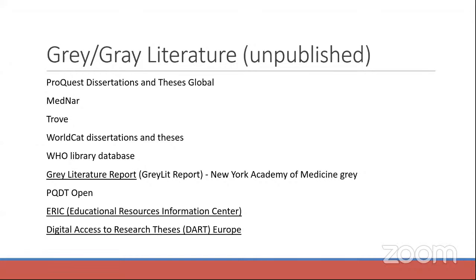Recent recommendations, especially those from the JBI, recommend us to include gray literature that includes unpublished evidence. Okay? Some of the databases include ProQuest Dissertations and Theses Global, MedNar, Trove, WorldCat, and there's some more. So these are some of the examples where you can try to retrieve theses and dissertations. And in order to be comprehensive, we should include both published and unpublished studies if possible, but it's more time consuming.